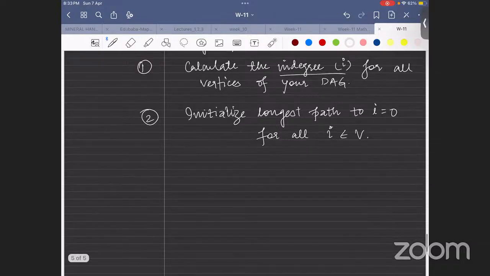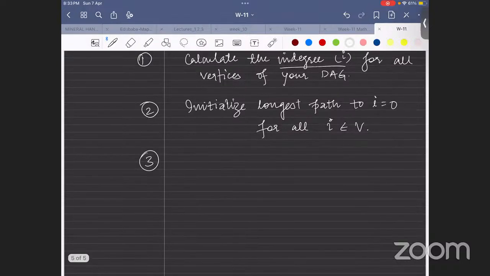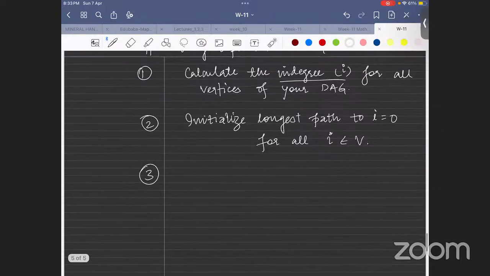Now the third step. The first thing you have done is calculate the in degree for each of the vertices. So two things you have to do here: first, calculate the in degree, and then initialize the longest path to each of the vertices as 0. Okay, so I'll write the algorithm, then we'll solve some problems. There you'll have a very clear picture of that.